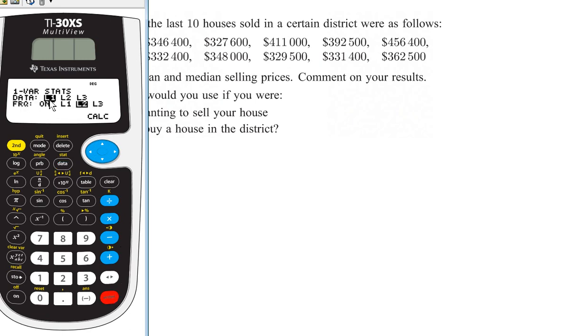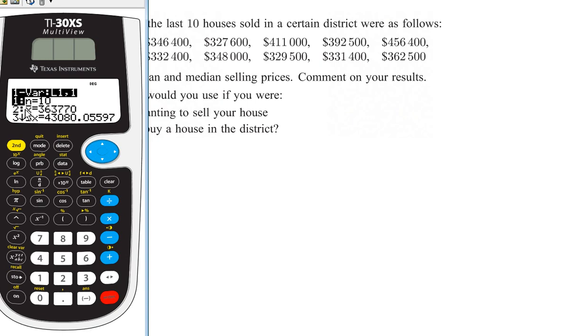All of our data is in L1, which is list 1. That's that first one over here. And then our frequency on this one is just going to be 1. If you have a frequency table, then you would use list 2, but all of our data is just in one list. So we go to 1 and we push calculate. And then it's going to give us a whole bunch of stuff here. If you see the little arrow, that means that you can scroll down and get more out of this. So we're looking for the mean and median.